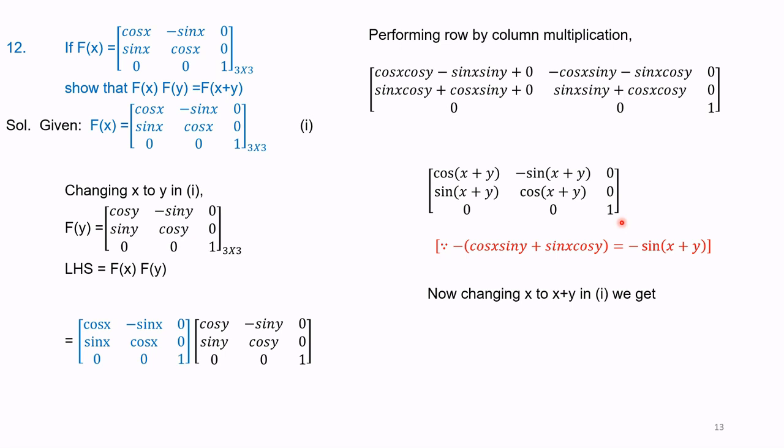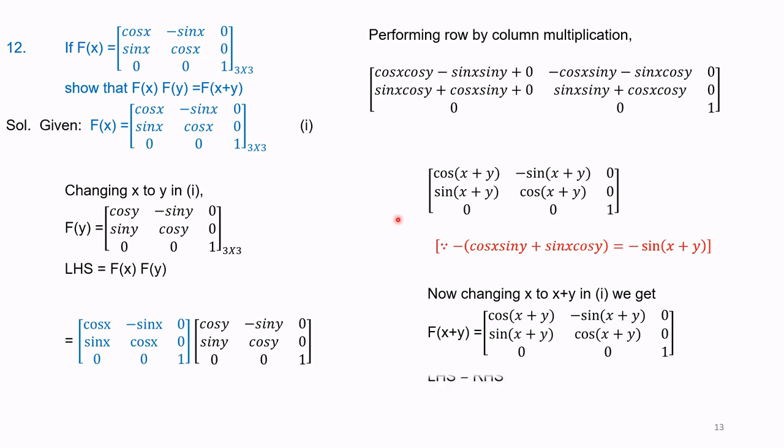Therefore, now we will change x plus y into y. That is, x plus y to y. We get f(x plus y) is equal to the matrix cos of x plus y, minus sin of x plus y, 0; sin of x plus y, cos of x plus y, 0; and 0, 0, 1. In this equation, we simply put x into x plus y. Hence, left hand side is equal to right hand side.